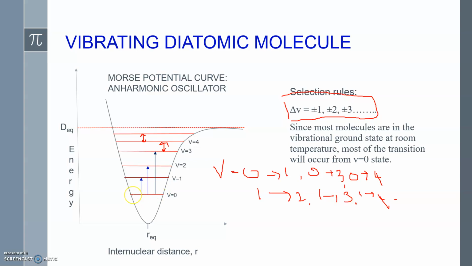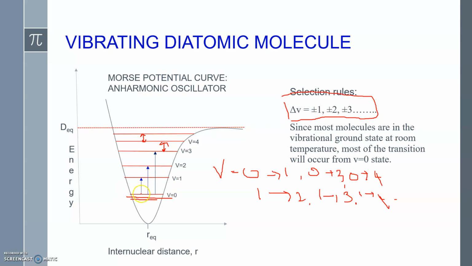At room temperature, most of the molecules occupy the V = 0 state. So the transition will occur from the V = 0 state, that is, transitions from V = 0 to 0. Transition from the V = 0 state is most probable, because most of the molecules at room temperature occupy this V = 0 state.